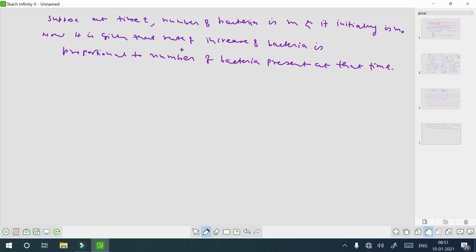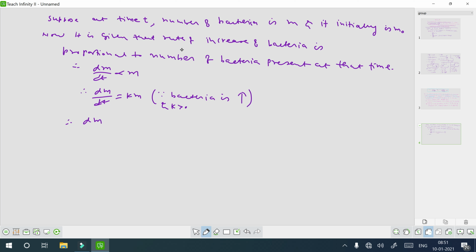That is given, and therefore dm by dt is proportional to m. So dm by dt is equal to km. Why? Because the bacteria increases, and where k is greater than 0, we have to take a positive constant as the rate increases.